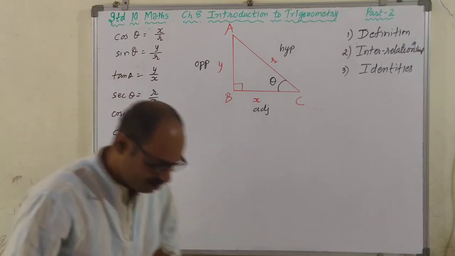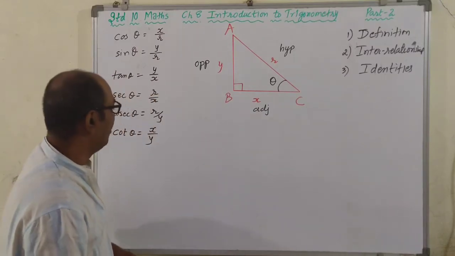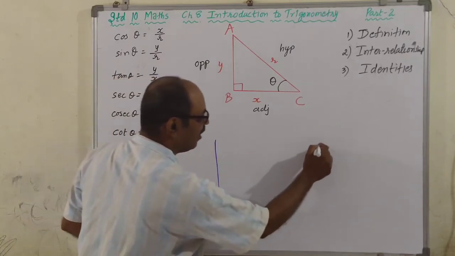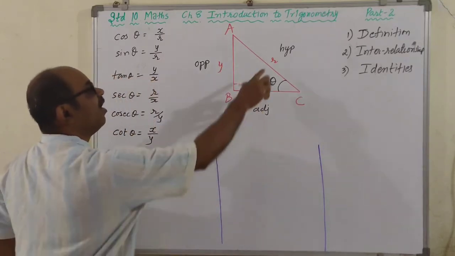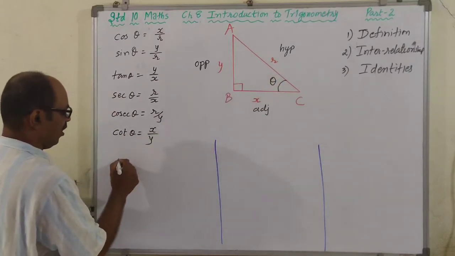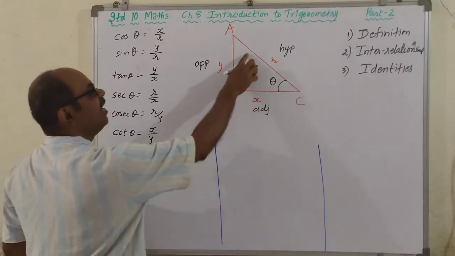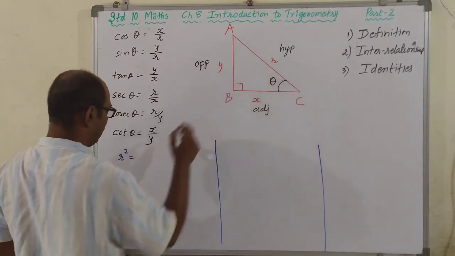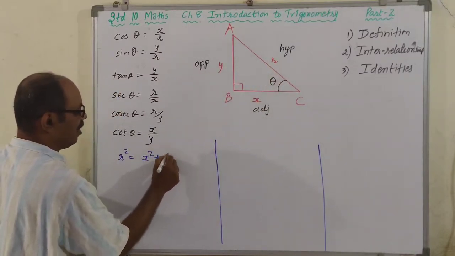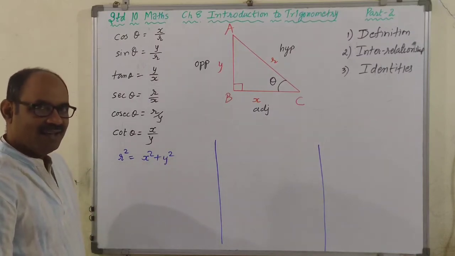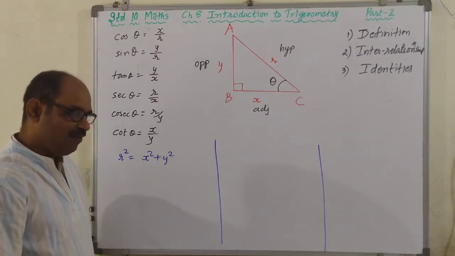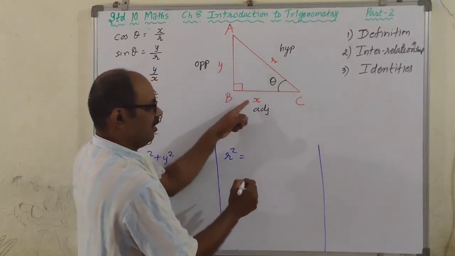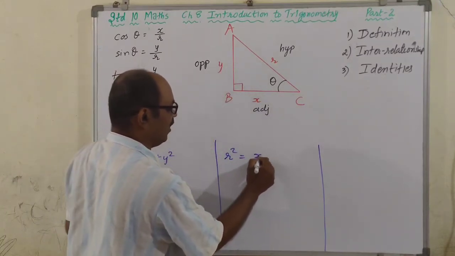Now, children, please pay attention here. Trigonometric identities. Alright? By Pythagoras, what do we have? AC square is equal to BC square plus AB square. So you can say r square is equal to x square plus y square. Is it true? Okay, fine. Again, the hypotenuse square, r square, is equal to x square plus y square.